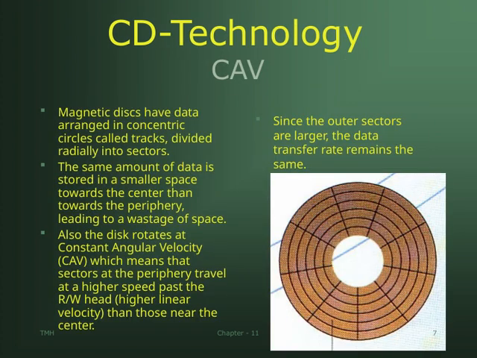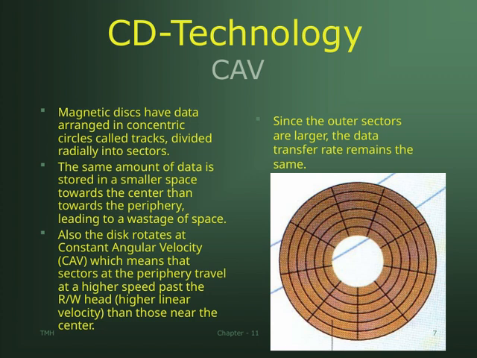Let's take a closer look at CAV technology. Magnetic disks store data in concentric circles called tracks, and these tracks are divided into sectors. One important point to remember is that the amount of data stored in a smaller inner circle is less than that in the outer circles. This leads to some space wastage, which is a common challenge in disk storage.